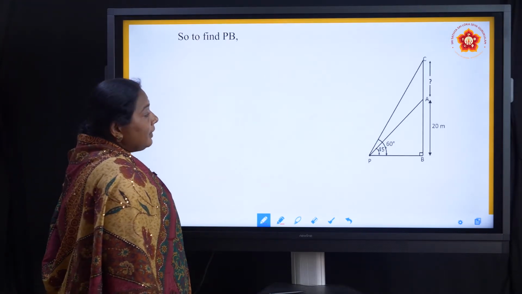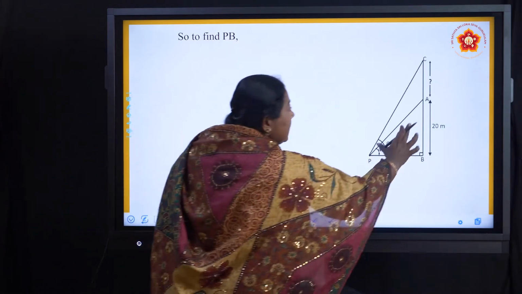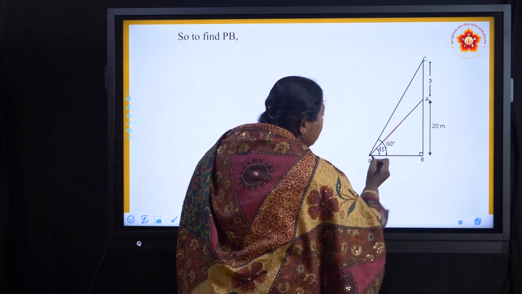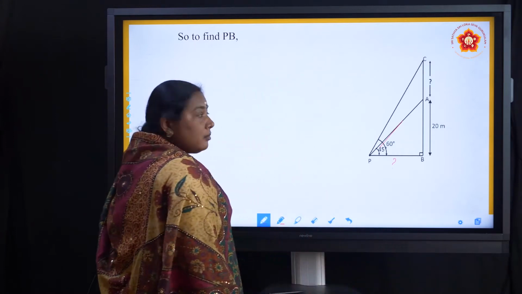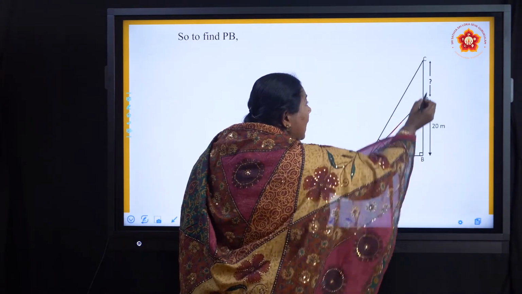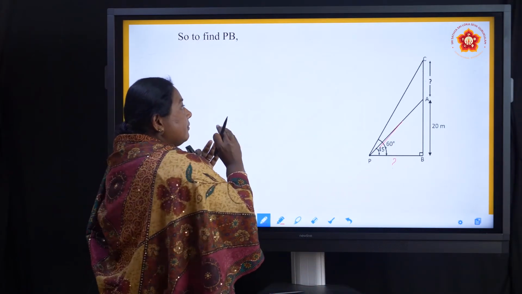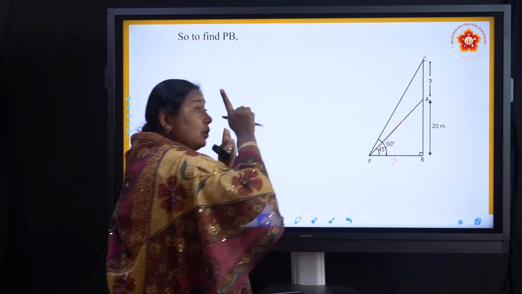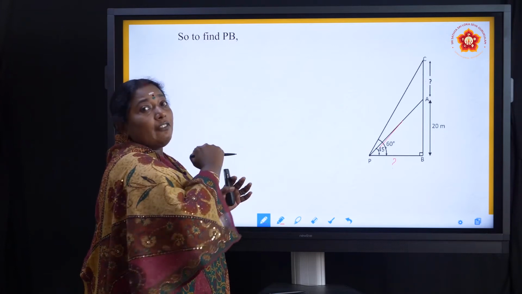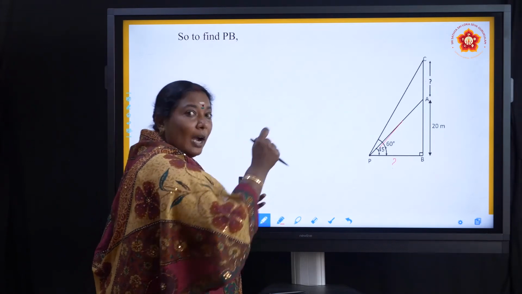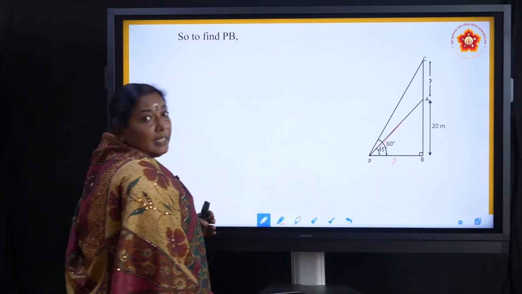Now to find PB, what we have to do? Why we have to find PB? See, in this small triangle APB, I have 20, and here PB I don't know. Okay. In the next, CPB, I don't know here also. So I have two triangles. In one triangle I have at least one measurement. In another triangle I don't even have any measurement. So which one I have to choose? I have to choose the one having at least one measurement. Is it right? So for that I am taking the triangle APB.